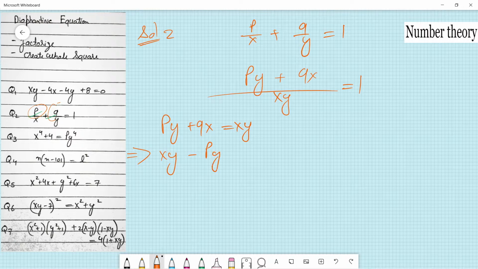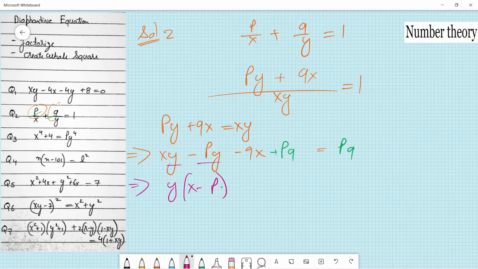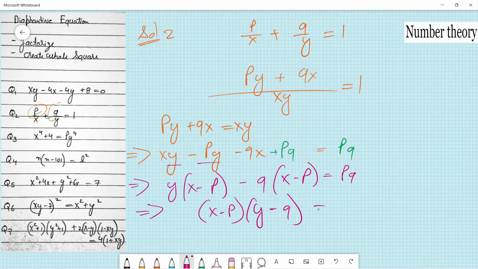Now in order to factorize this equation, which is equal to 0, I'm going to add PQ on both sides. So then this becomes PQ. So let's factorize this now. I'm going to take y common from these two terms. I get x minus p, and q common from here, so it becomes x minus p multiplied by y minus q.